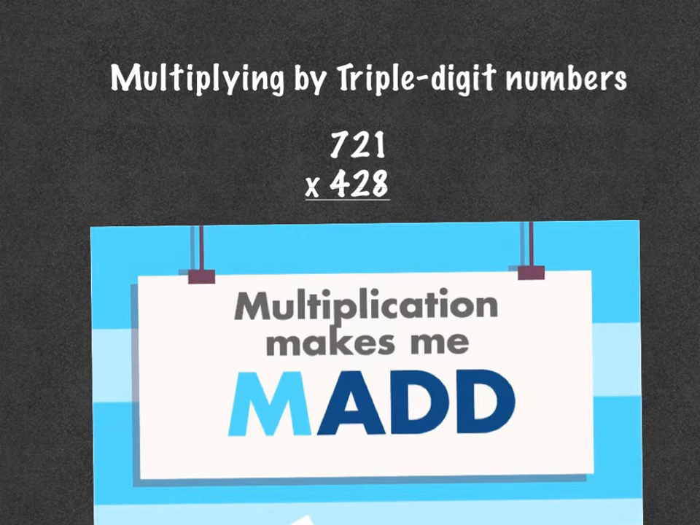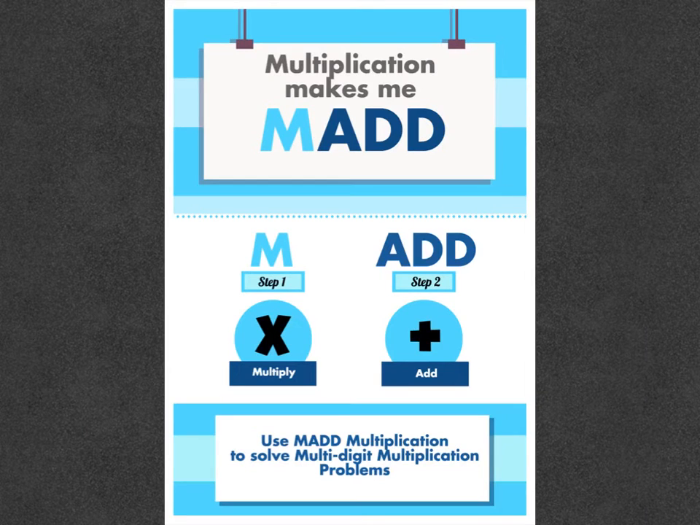Okay, everybody, today we're going to talk about multiplying by triple digit numbers. The process is going to be pretty similar to when we did double digit numbers. And the phrase that we talked about in that was multiplication makes me mad. So the M is for multiply and add is for addition. So we're going to be multiplying first, and then we're going to add up those multiplication portions of our problem to get our final answer. So again, we're going to multiply and then we're going to add.